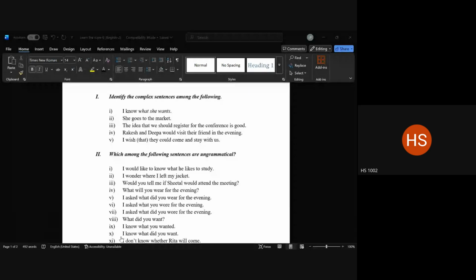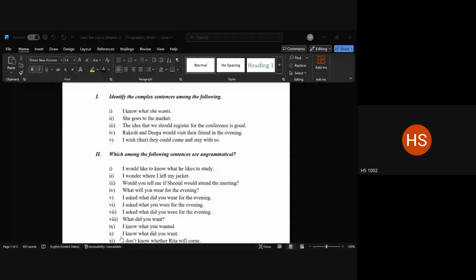Then the fourth one is Rakesh and Deepa would visit their friend in the evening. This is a simple sentence, right? You do not have any subordinate clauses in this sentence. Rakesh and Deepa would visit their friend in the evening. Simple sentence.